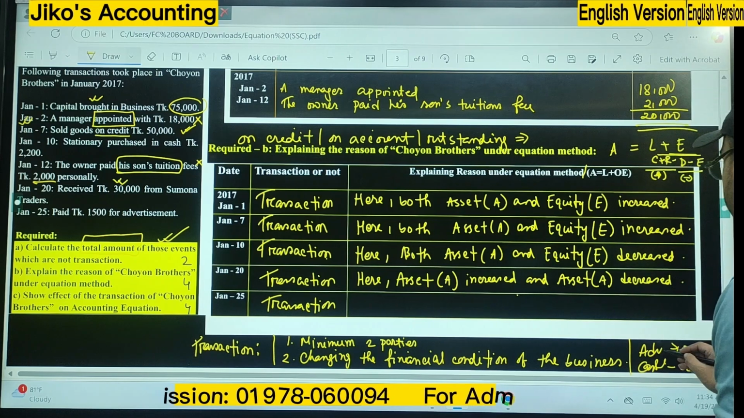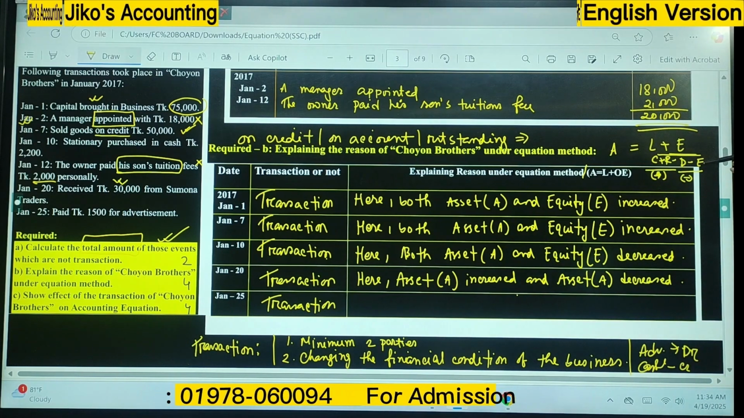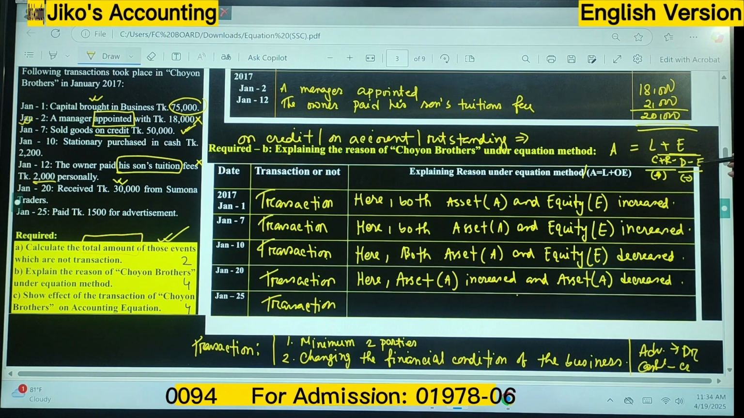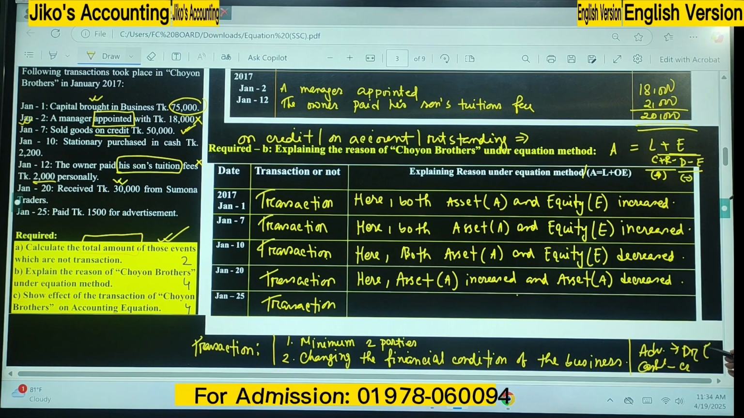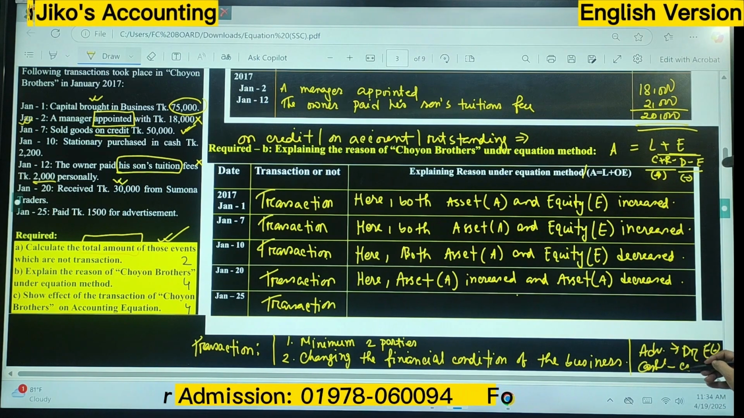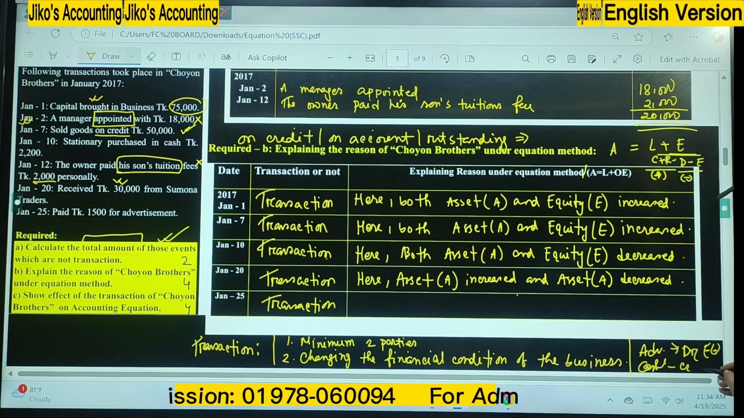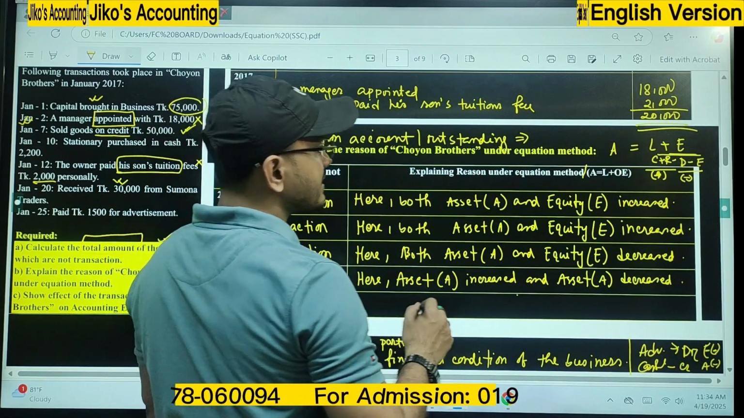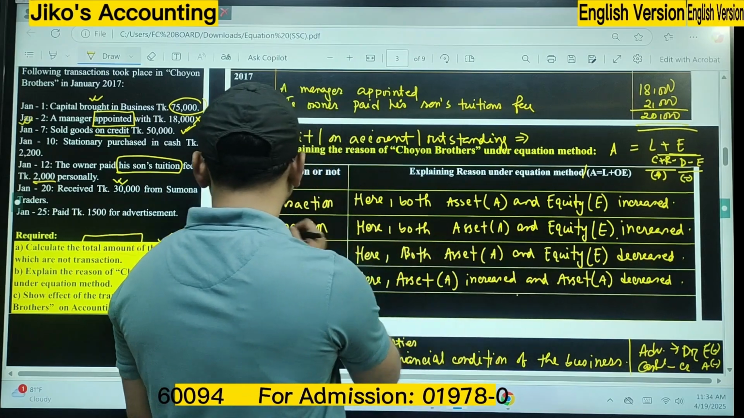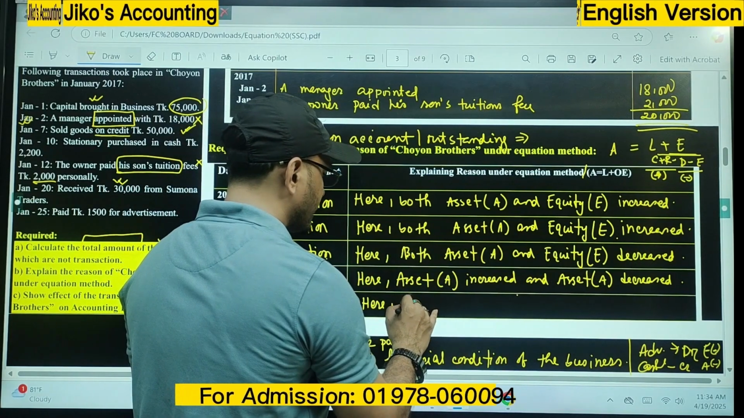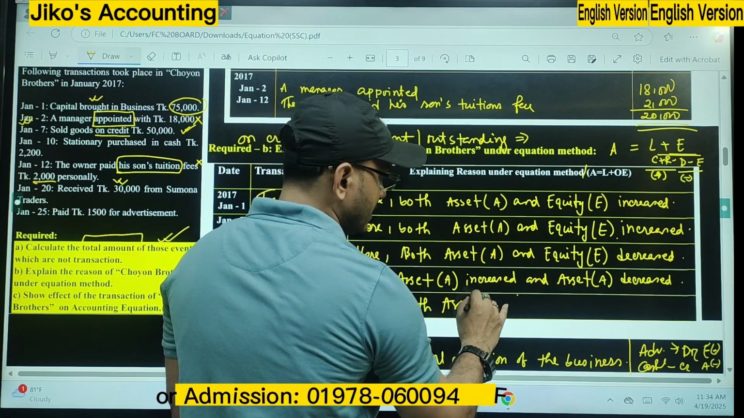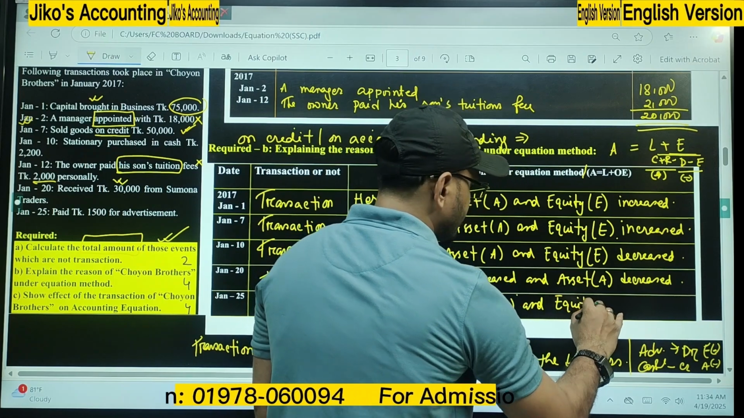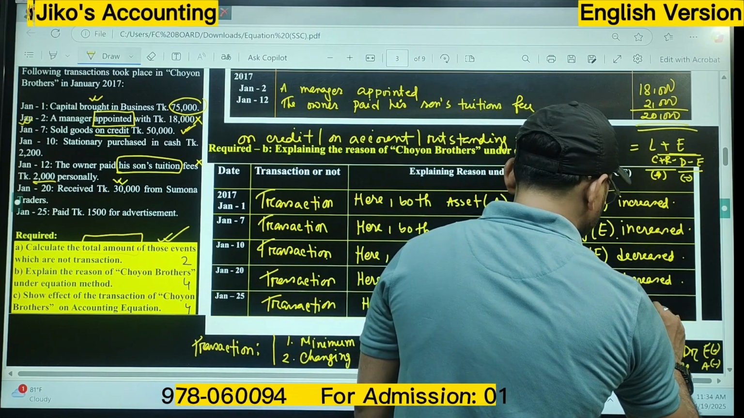You can see advertisement is an expense. So what are the elements of the expenses? The elements of expenses are mostly seen in the equity, so that indicates the reduction of the equity. On the other hand, how about cash? Whenever any asset is in the credit position, that indicates the decrement of the asset. Is it clear, sir? That means here both asset and equity decreased, similar to January 7. Is it clear, sir?